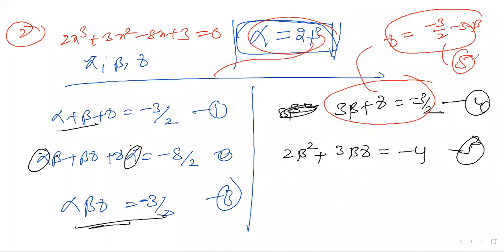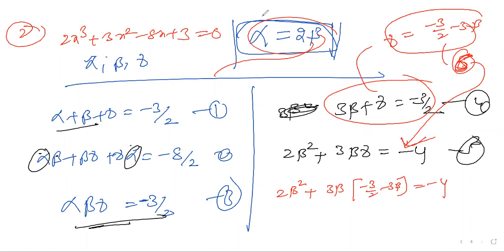This equation number 5, I'm substituting in equation number 4. Substitute it. What are you going to get? 2 beta square plus 3 beta gamma is equal to how much? Minus 3 by 2 minus 3 beta. This is equal to minus 4. Am I clear? Yes, sir.